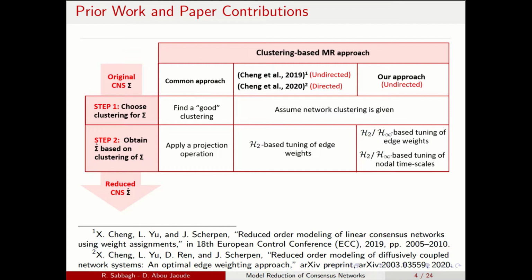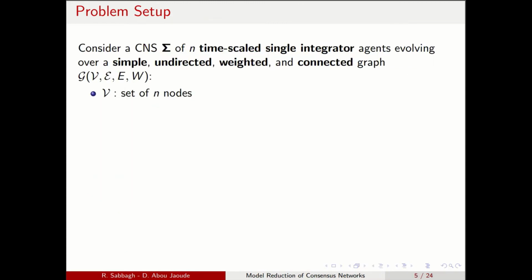For example, in 2019, Cheng et al. constructed a more accurate reduced network system by tuning the graph's edge weights to minimize the H2 norm of the error system. And the method was extended in 2020 to account for directed graphs. And so our work extends the scope of Cheng et al.'s work in two ways. First, we consider consensus networks that are parameterized by both edge weights and nodal timescales. And second, we develop an H-infinity-based model reduction method to select these parameters in addition to the H2-based method. And our proposed H-infinity approaches are novel even when the edge weights are the only parameters considered for the reduced network system. So we now present the problem setup of the paper.